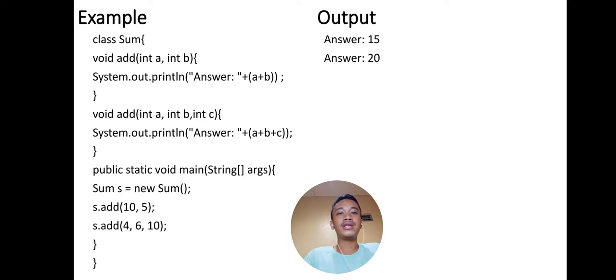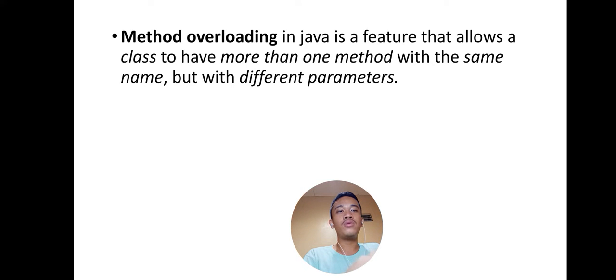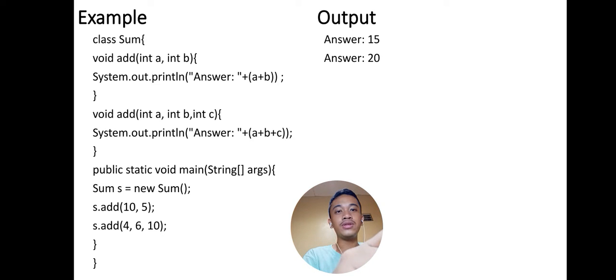So what does it mean? So let's see in our example here. So let's confirm if this example is an example of method overloading. Now back to the definition, when we say overloading, it is where the class allows to have more than one method with the same name but with different parameters. So as you can see, we have class here, class sum, and we have two methods right here. So our two methods are void add and void add. So obviously these two have the same name.